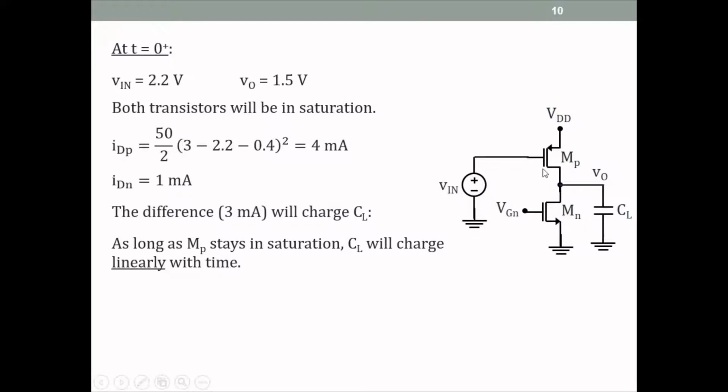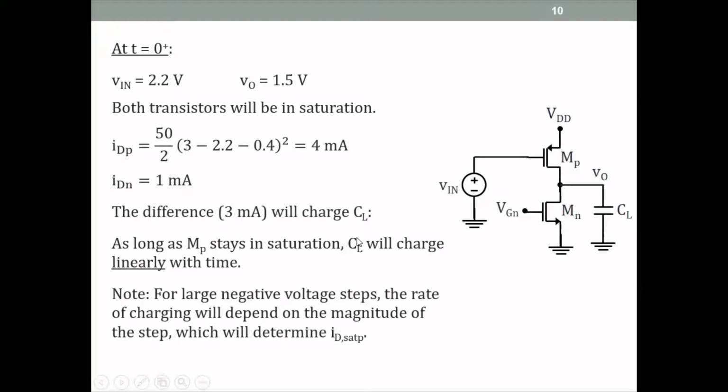After that it will be a somewhat complicated equation, because then one has to write the equation for MP in triode. I assume that you've done this in the digital circuits course for an inverter where both the gates are shorted together. So you've seen these analyses before. This is in fact a revision for you.